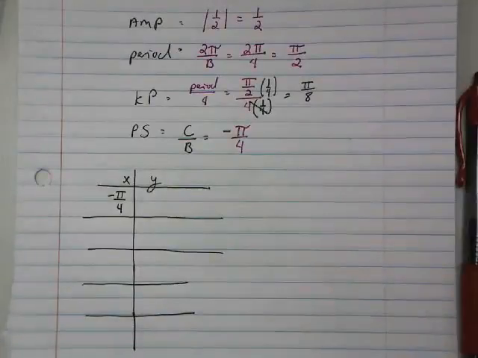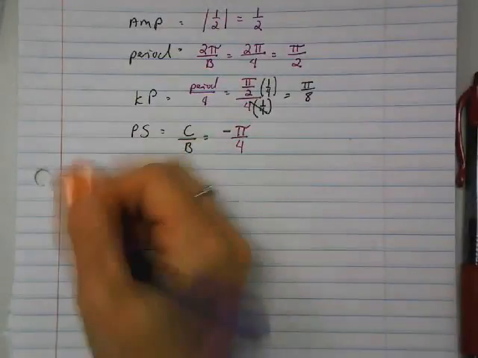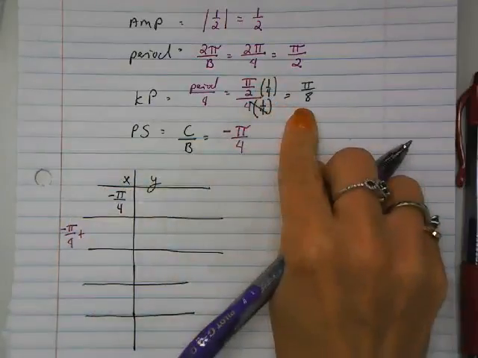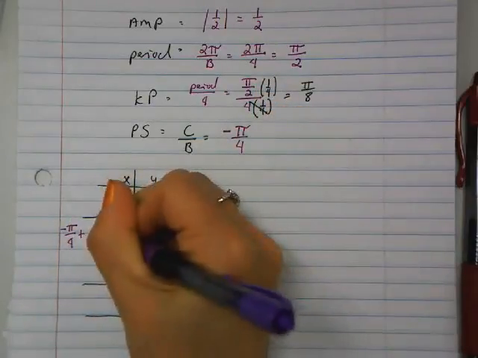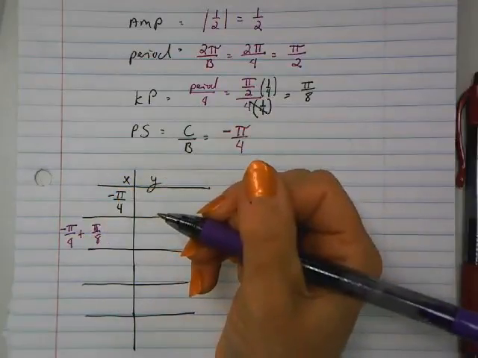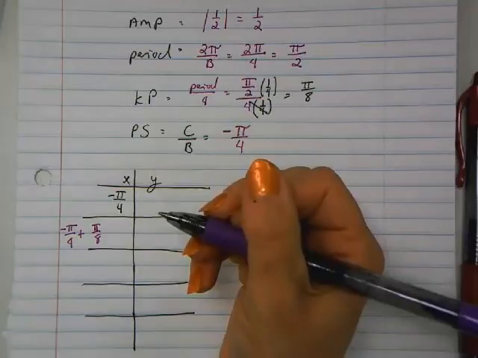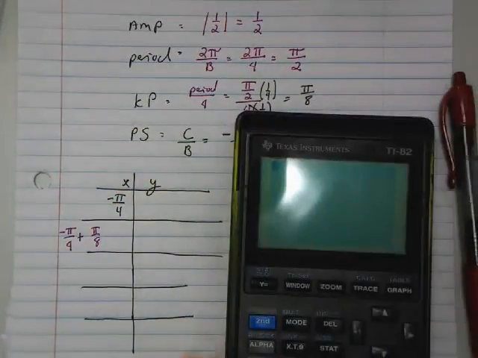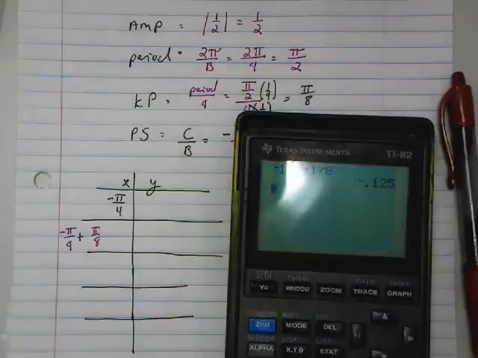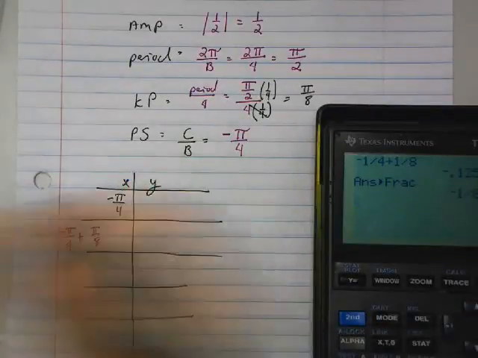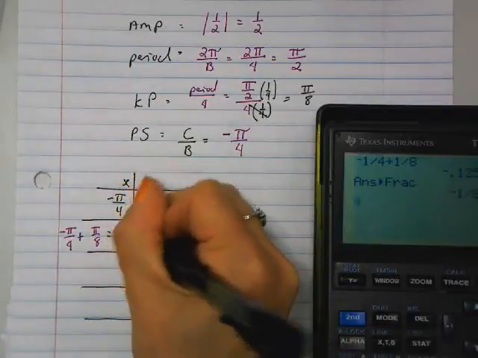Okay, to this negative pi over 4, I'm going to add in my key point interval, pi over 8. If you need to, grab your calculators if you want to do it by getting a common denominator of 8, that works too. Alright, so negative 1/4 plus 1/8, I get negative 1/8. So negative pi over 8.